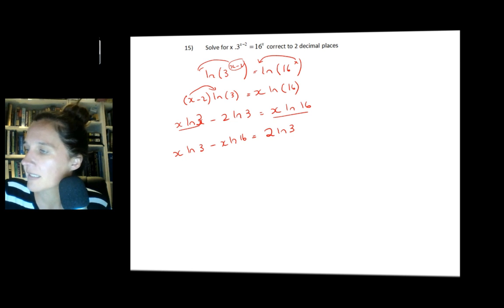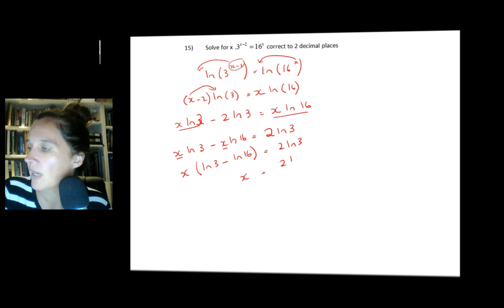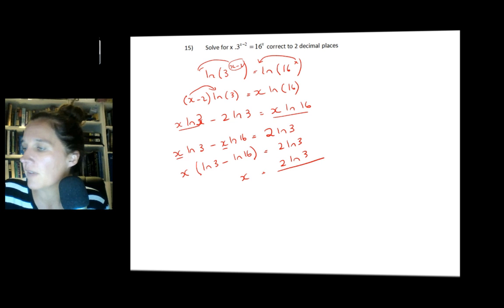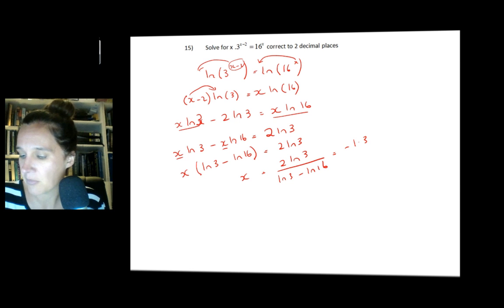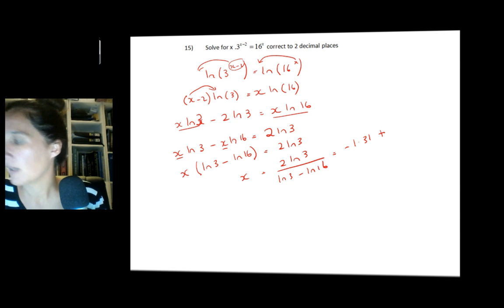Here, so our x is in both these terms. We can take our x out the front here. We get x times (the natural logarithm of 3 minus the natural logarithm of 16) is equal to 2 natural logarithm of 3. We divide both sides by this term here. We're going to get x is equal to 2 natural logarithm of 3 divided by (logarithm of 3 minus logarithm of 16) here. And we put this into our calculator and we're going to get minus 1.31 to 2 decimal places there.